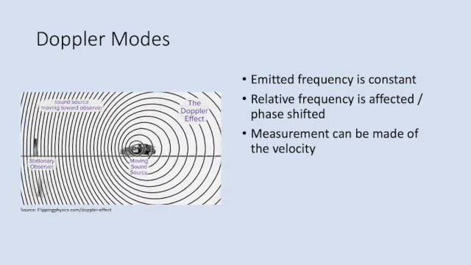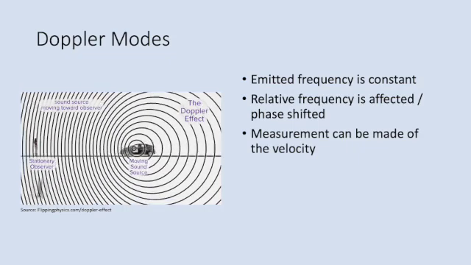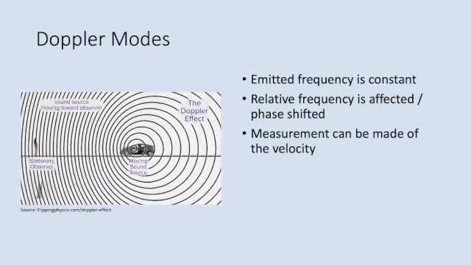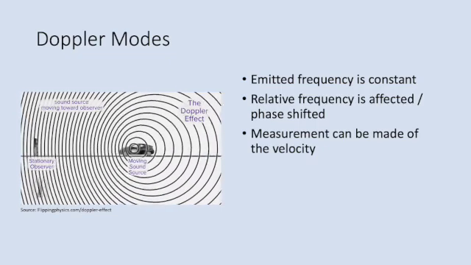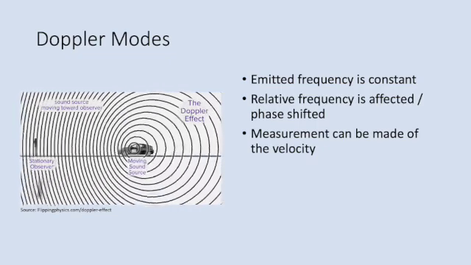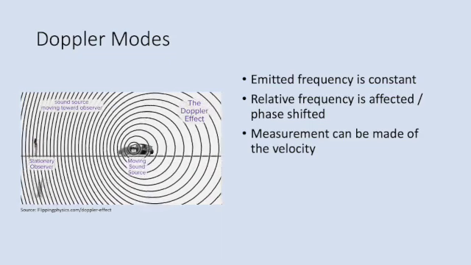And so those different movements affect the rate at which we experience frequencies being returned in the echoes that we measure. And those shifts can be measured and calculated to give us a velocity.